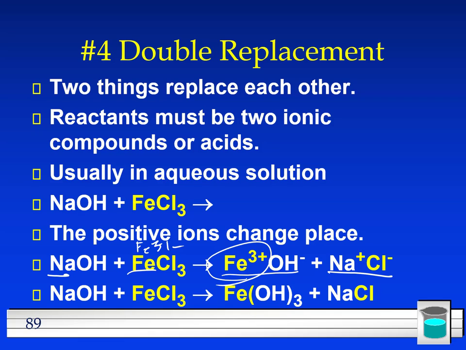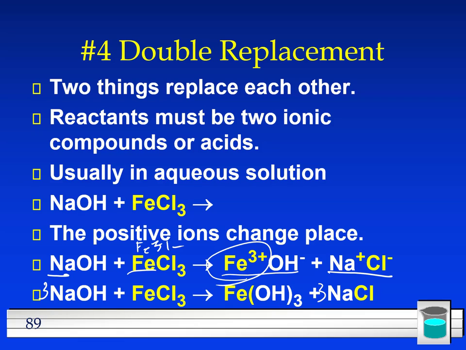1 Na on both sides, 1 OH on the reactant side, 3 on the product side, so I've got to put a 3 in front of NaOH. That gives me 3 Nas, so I've got to put a 3 in front of NaCl. That gives me 3 Cls, which I wanted anyway, and 1 Fe and 1 Fe.